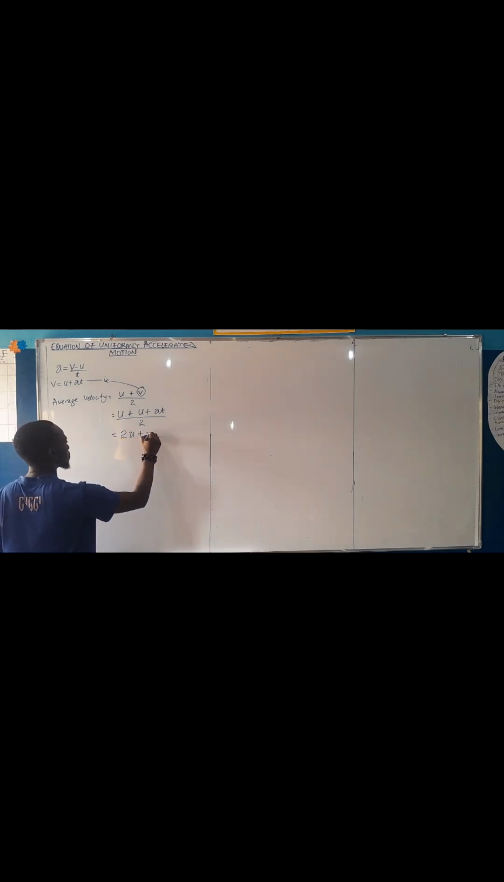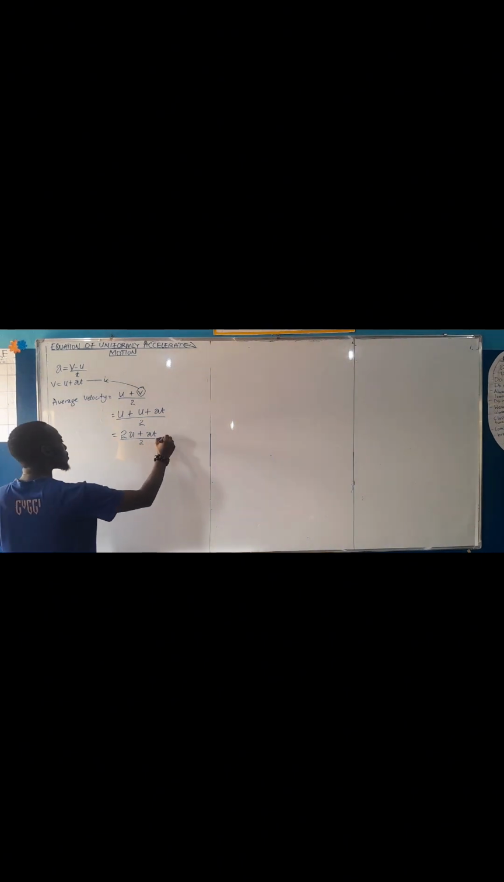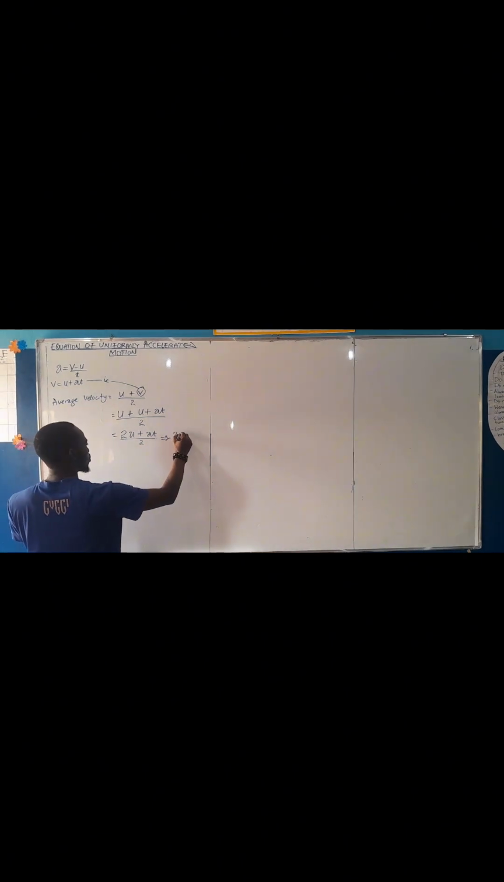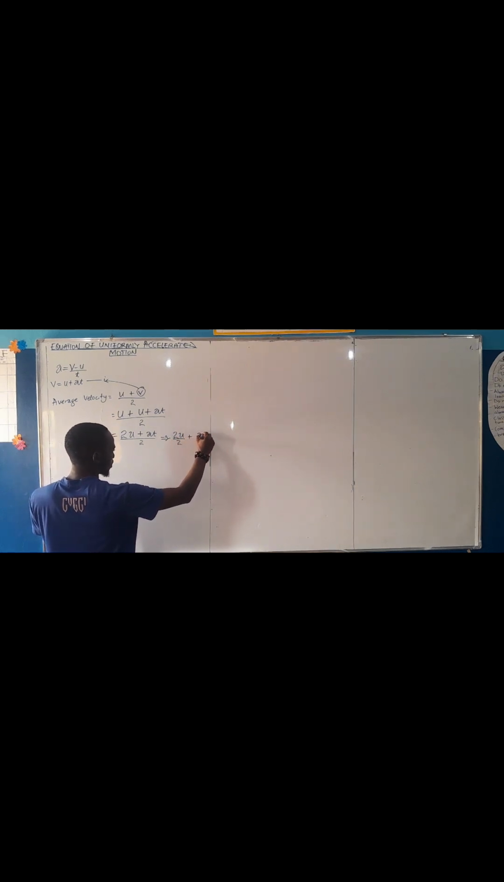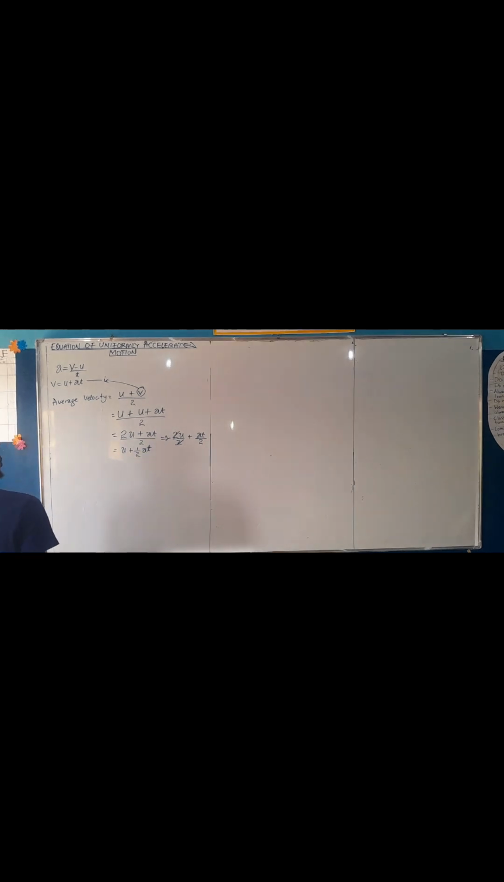2u plus at over 2. Now, if I split this, it will give me 2u over 2 plus at over 2. So this will cancel. What we're having is u plus half at. That's not all. So u plus half at.